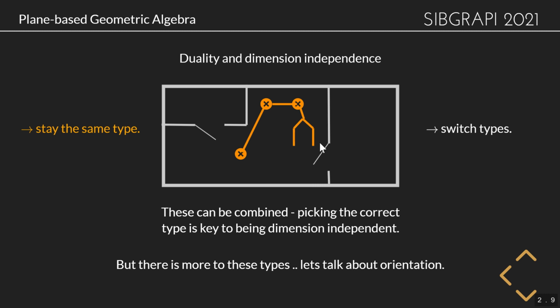So when we implement this, we can implement it in 2D, and if we pick our types correctly, we'll actually be able to move it to 3 dimensions. So this is something extra that shows up when you want to be dimension independent.